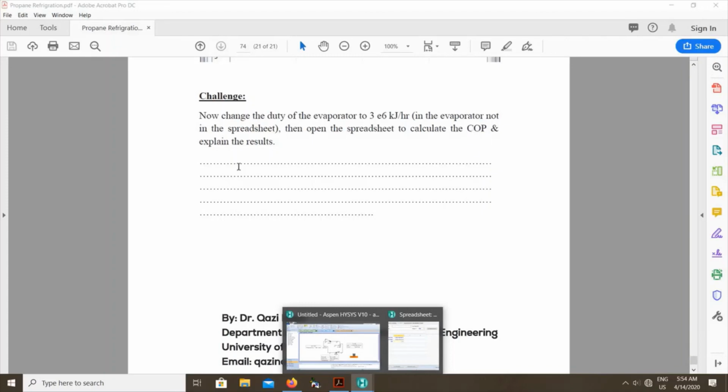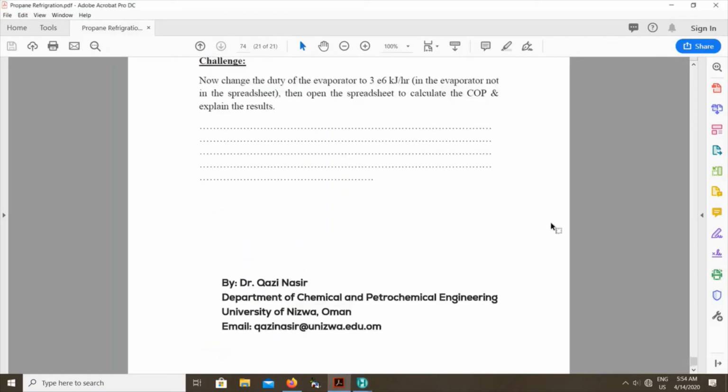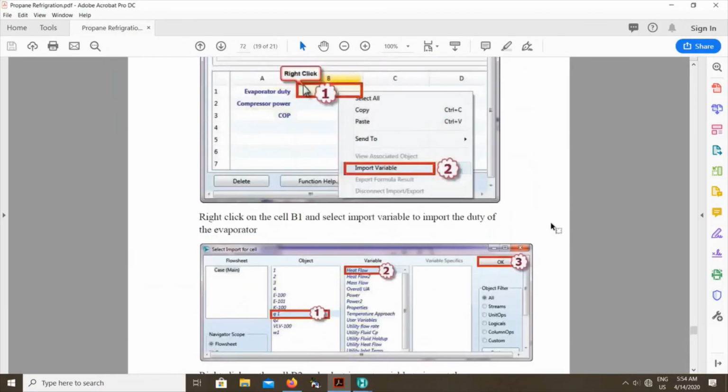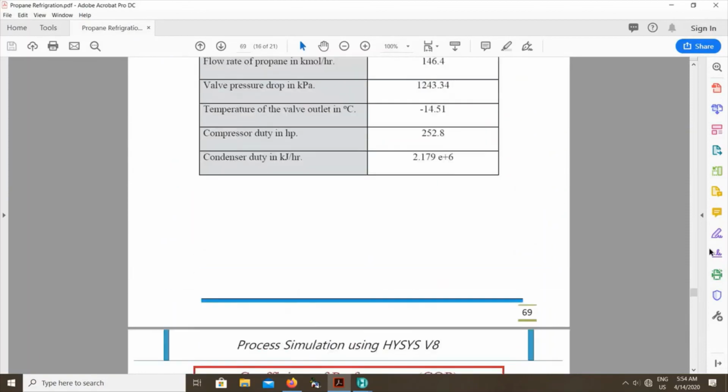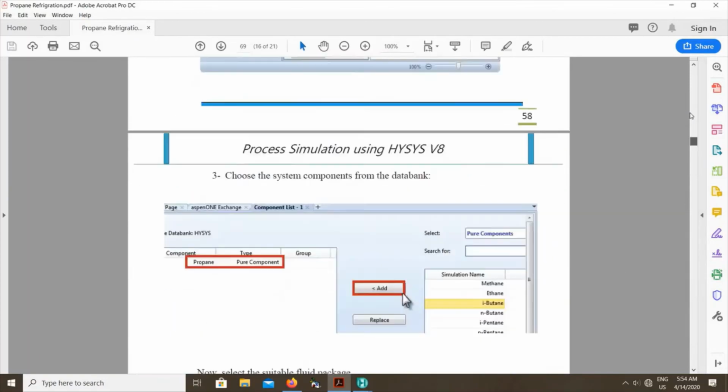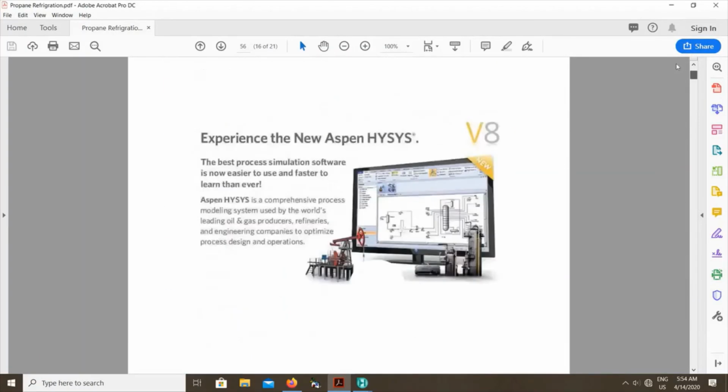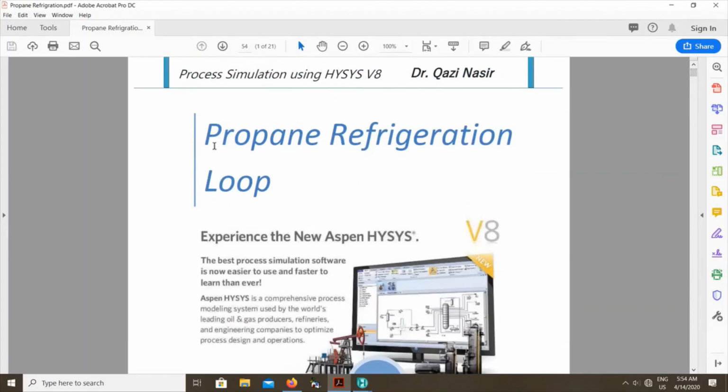You can see and put the results: what is the effect of changing this to 3 e to the power 6 kilojoule per hour on the COP? What is the effect of changing the evaporator duty on the COP? This is what we have done in this whole exercise. We created a propane refrigeration loop, and after finishing it, we needed to find out the COP, the coefficient of performance, of this whole loop.